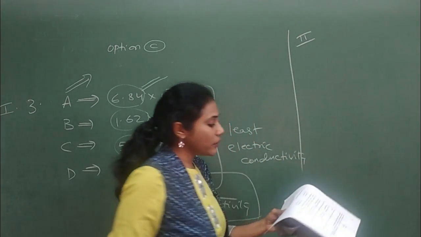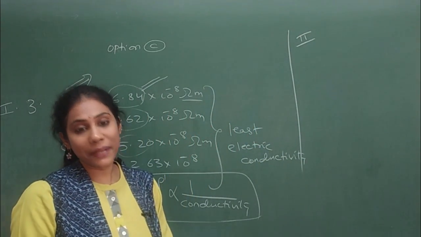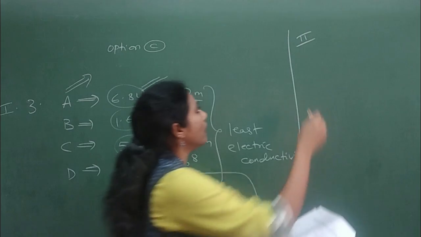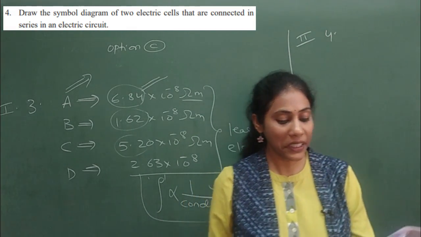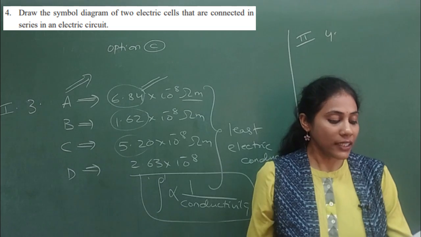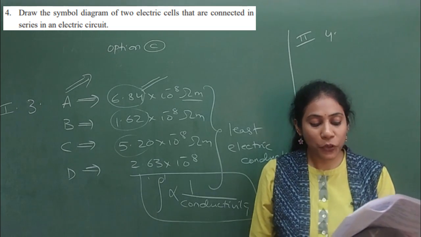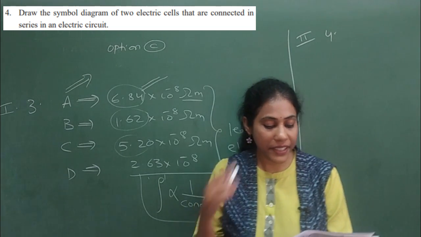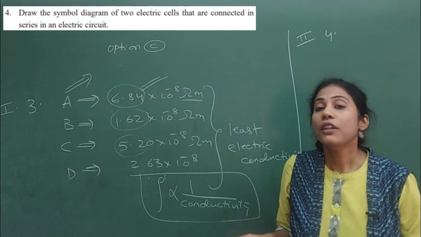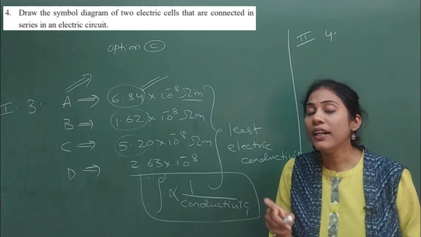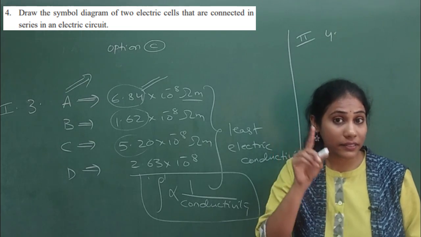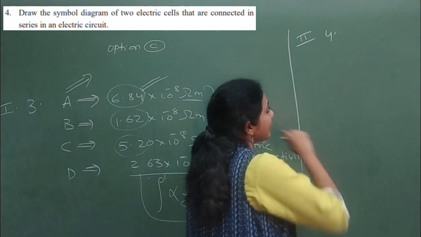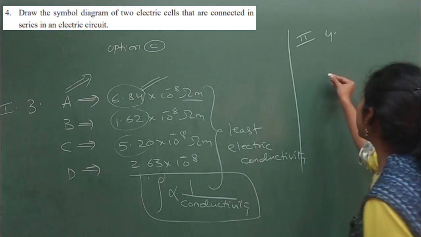So now we are coming to the second main, that is 1 marker questions. See, question number 4, they asked you to draw a circuit diagram here. It's very simple. Draw the symbol diagram of 2 electric cells that are connected in series in an electric circuit. So here actually you have to draw the diagram on resistors in series. Okay, so how do you connect the resistors in series?